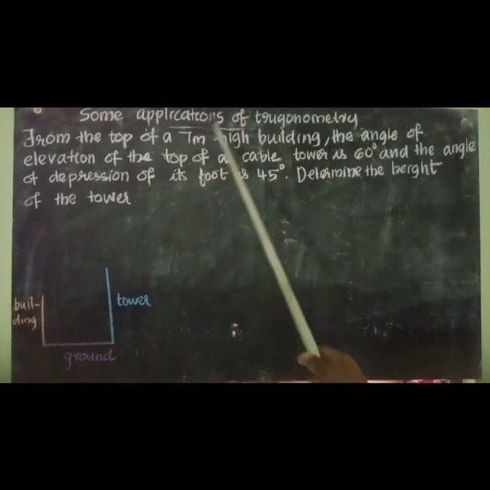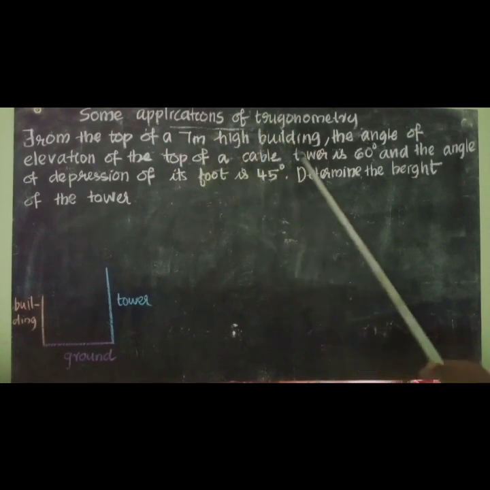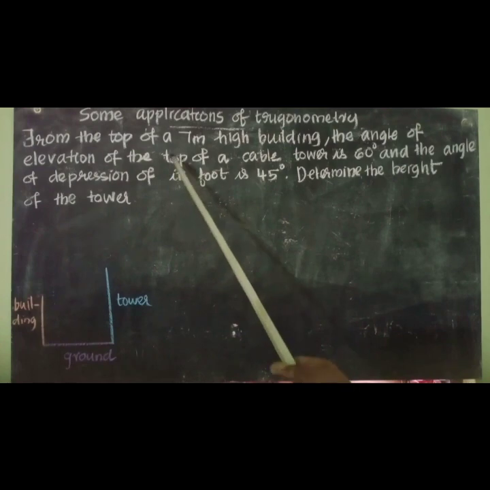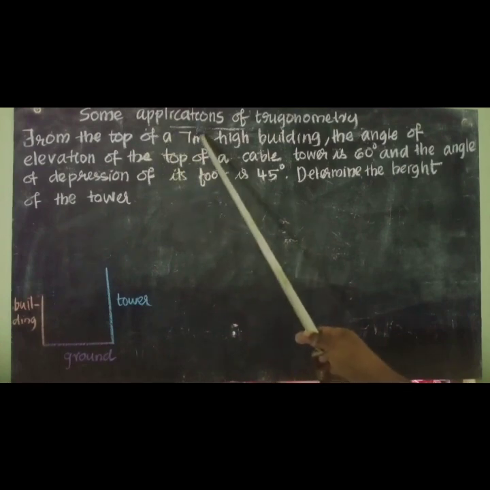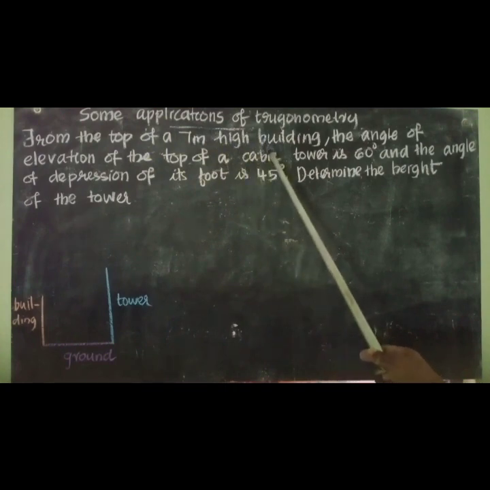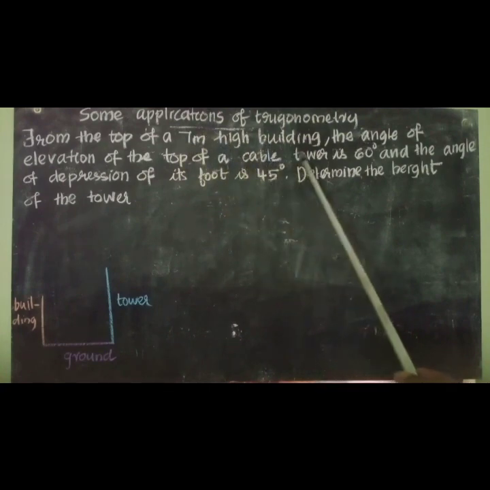So, it is given in the question, there is a 7-meter high building and a cable tower. Here I have drawn a cable tower and on the other side a building. Then it is given from the top of a 7-meter high building, the angle of elevation of the top of a cable tower is 60 degree.